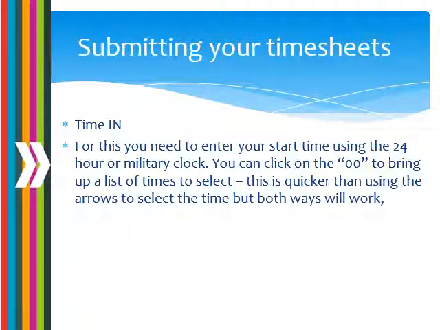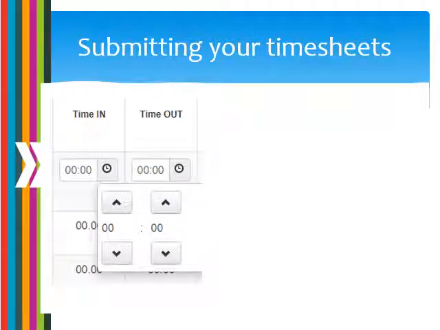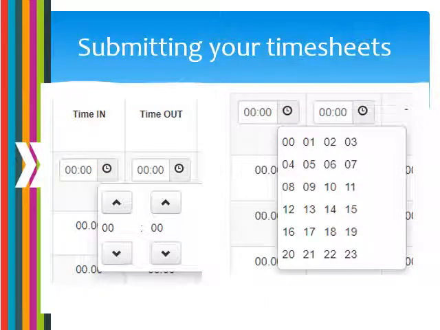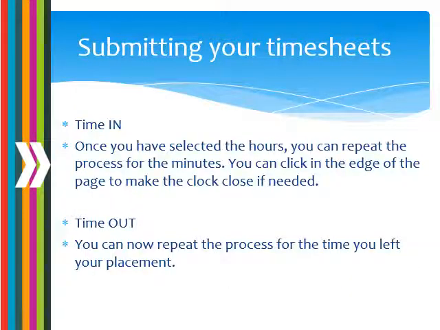Time in column. For this column, you need to enter your start time using a 24-hour or military clock. You can click on the 00 to bring up a list of times to select. This can be quicker than using the arrows to select the time, but both ways will still work. Once you have selected the hours, you can repeat the process for the minutes. You can then click the edge of the page to make the clock close if needed.